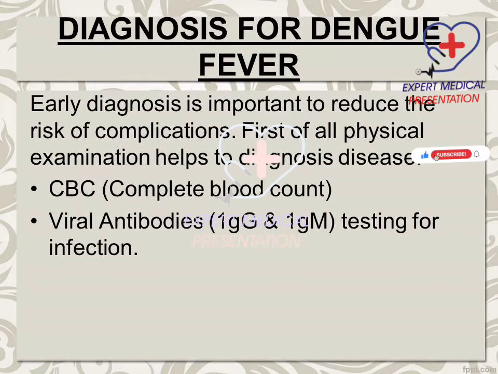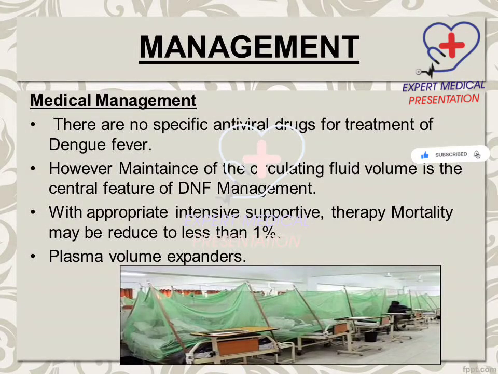Diagnosis for dengue fever. Early diagnosis is important to reduce the risk of complications. First of all, physical examination helps to diagnose the disease. CBC, complete blood count. Viral antibodies, IgG and IgM, testing for infection. Management. Medical management. There are no specific antiviral drugs for treatment of dengue fever. However, maintenance of the circulating fluid volume is the central feature of dengue management. With appropriate intensive supportive therapy, mortality may be reduced to less than 1%.